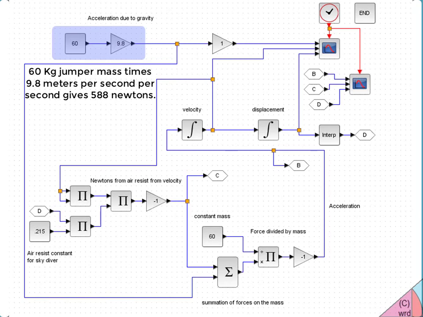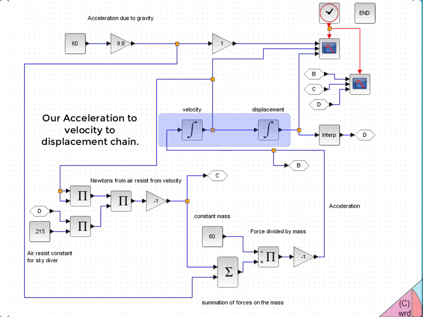Let's go through the model layout. In the upper left corner, we produce our skydiver's gravitational attractive force by multiplying 60 kilograms times 9.8, getting 588 newtons. In the middle of the screen is our familiar chain for making displacement out of velocity and velocity out of acceleration. Displacement starts at 9,144 meters high, roughly 30,000 feet. Velocity starts at 0.